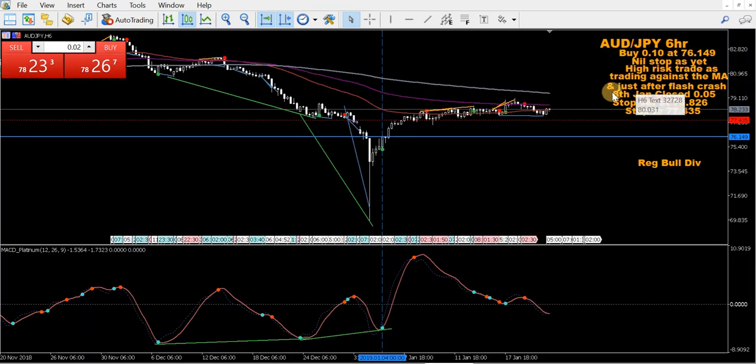See this Aussie yen in a buy, and it's just, look, I was in a buy here. It's got up nicely, thinking, ooh, and look at this, sideways.